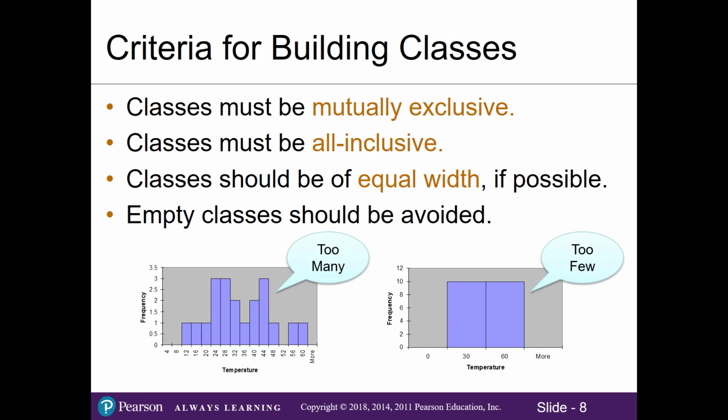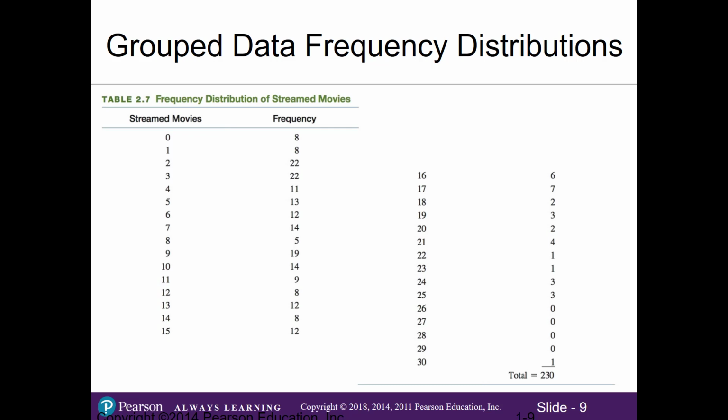So how do we build our classes? In our textbook, there was an example of the frequency distribution of streamed movies. So we have answers from 0 movies streamed all the way up to 30 movies streamed. And so I had to cut the table in half to get it to fit on the screen. But as you can see, if we count up all the frequencies of people, we've got 230.